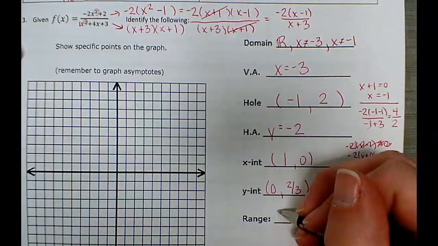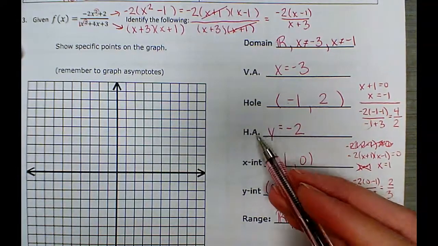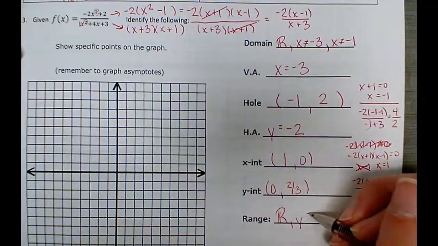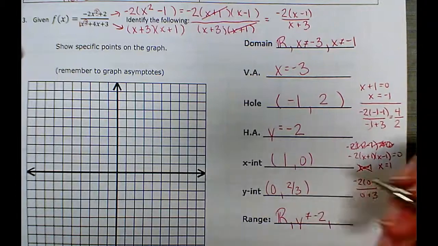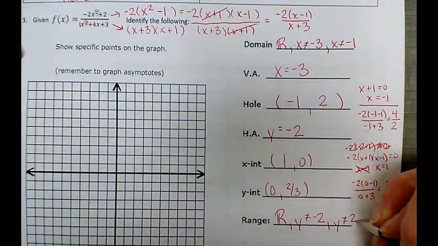And the range is all real numbers, except you have to take out the horizontal asymptote, so y can't be equal to negative 2. You also have to take out the hole. So the y value for the hole is 2. y cannot be equal to 2.